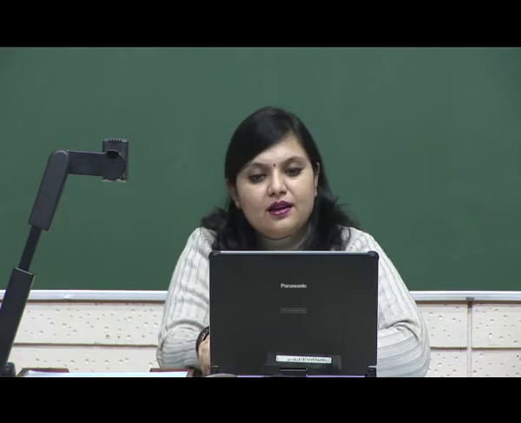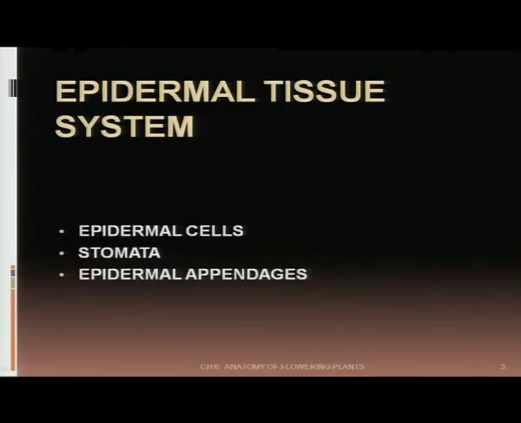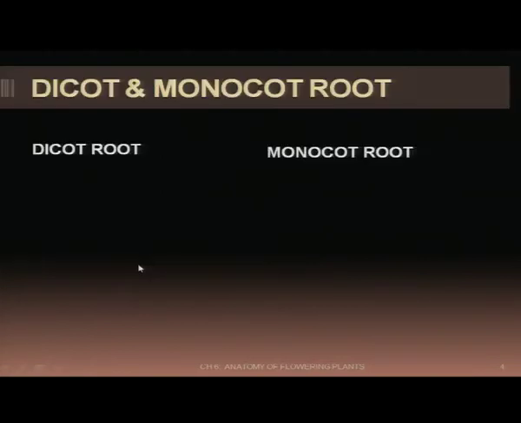In the last class, we had studied in detail the epidermal tissue system and its components like epidermal cells, the stomata and the epidermal appendages, that is the trichomes or hairs. We had also studied how the opening and closing of stomata is regulated by the help of guard cells.